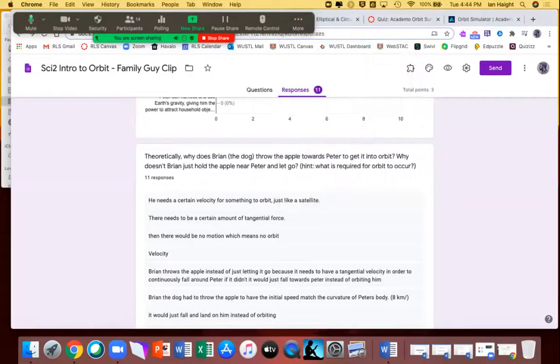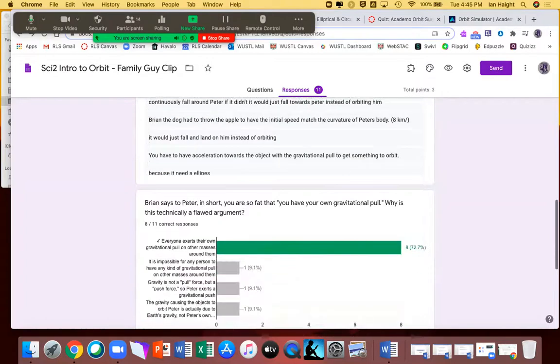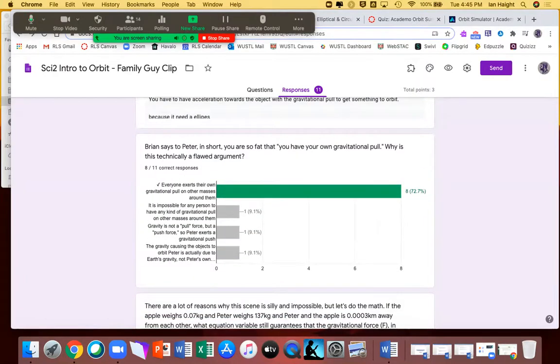You'll notice that Brian actually throws the apple, right? And he kind of launches the TV and things like that. It's because in order for things to orbit, they have to have tangential velocity. They're not floating, they are falling around that object. And so the idea is that if he had just held the apple next to Peter and let go, the apple would have just fallen against Peter's belly, if he had his own gravity. But by throwing it sideways, it's within Peter's gravitational influence, but it's got the tangential velocity to float around it. Again, I'm probably thinking about this way too much, but that's how it would work.